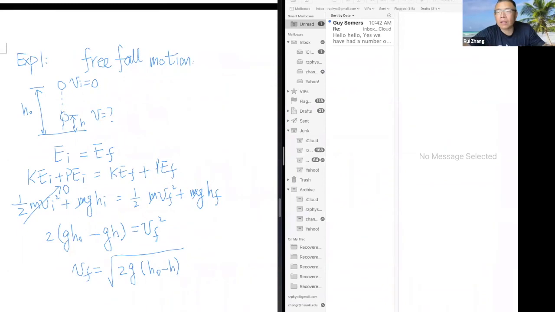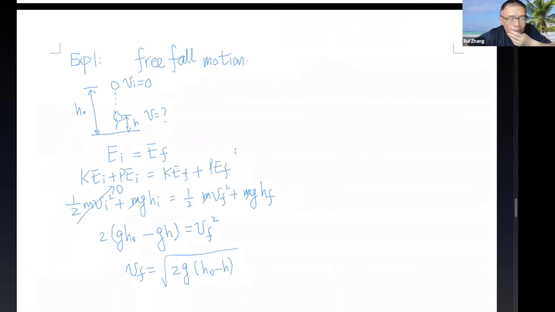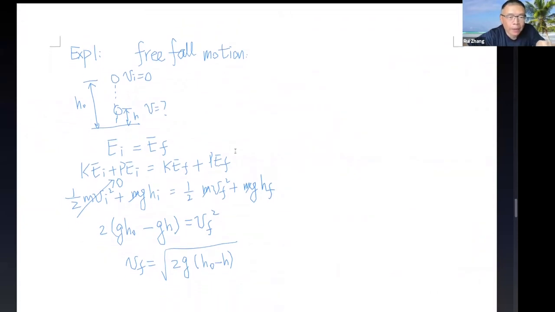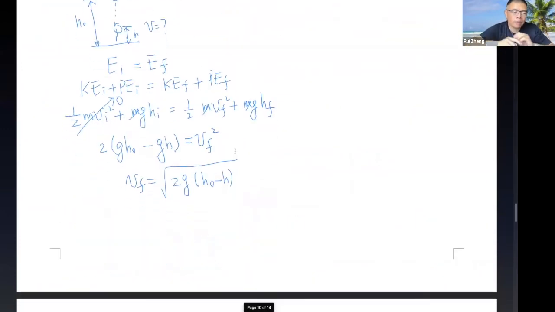So I think that this method is really, I'm not kidding, the best method so far for us to solve problems, okay? Now before I do the second example, let me explain the motion of free fall using energy conservation. Think about something like we threw a ball upward. What is happening here? The ball goes up, reaches maximum height, and comes back, right?